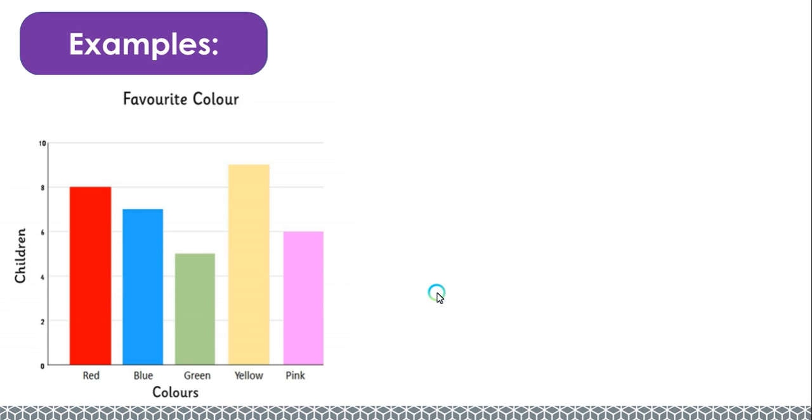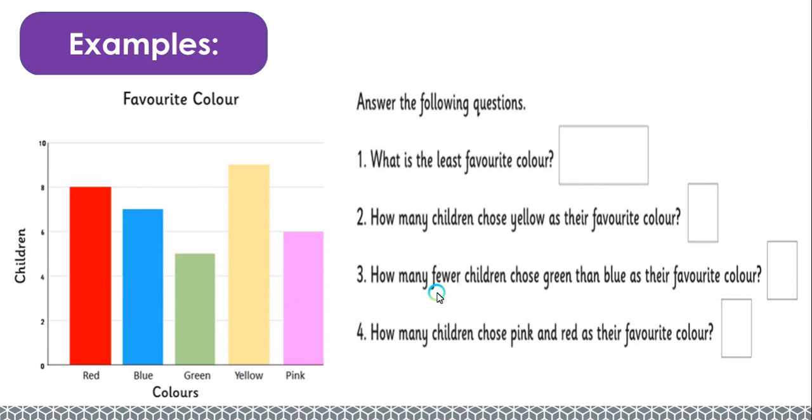All right, let's go to another example. Now here we have children with favorite colors. We have different colors that are their favorite, and these are the numbers of children with their colors. And this is the title. So I want to interpret this graph now. What is the least favorite color? Least means the smallest, and it is green.